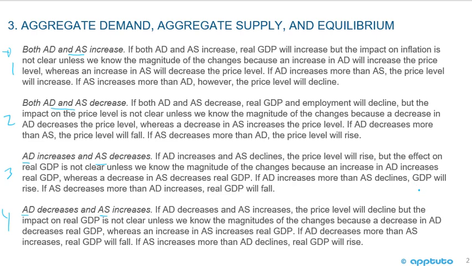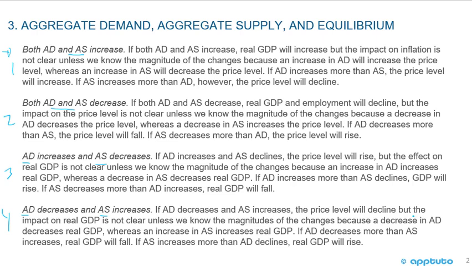Looking at the second case, when both aggregate demand and aggregate supply decrease, well, I think we can figure that out. If they're both increasing, GDP will increase. In this case, if they're both decreasing, real GDP and employment will decline. But again, the impact on price level is not clear unless we know the magnitude of the changes, because a decrease in aggregate demand decreases the price level, whereas a decrease in aggregate supply increases the price level. If aggregate demand decreases more than aggregate supply, of course, the price level will fall. But if aggregate supply decreases more than aggregate demand, the price level will rise, okay?